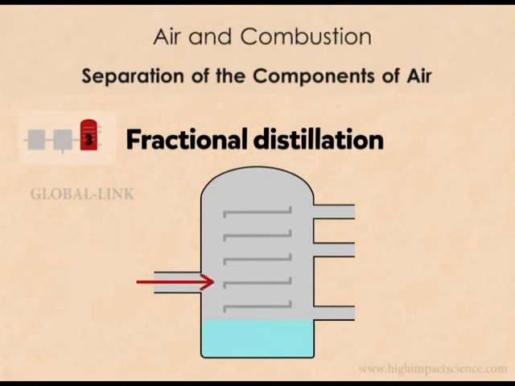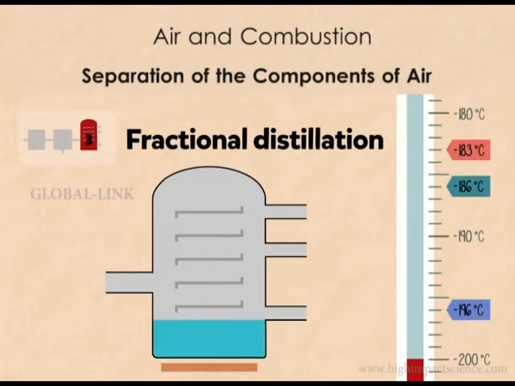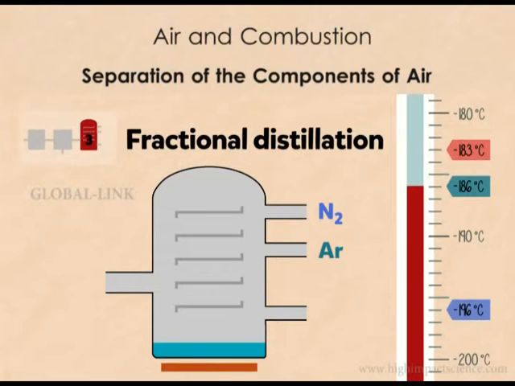This liquid mixture is passed into a fractionating column. It is then gently warmed. When the temperature gets to negative 196 degrees Celsius, nitrogen boils out and it's collected. When it reaches negative 186 degrees Celsius, the argon boils off. And when it reaches negative 183 degrees Celsius, the oxygen boils out.